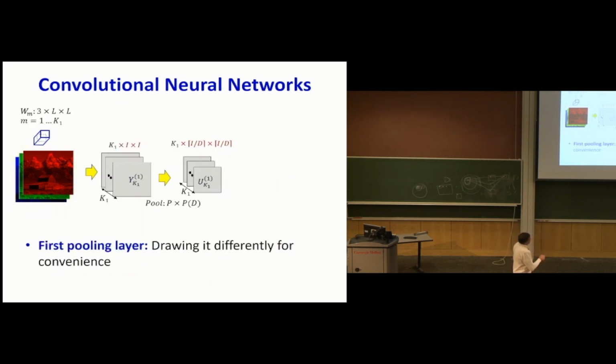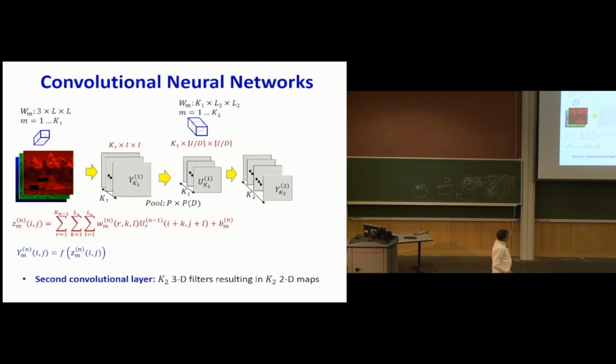And so these would be the pool maps. And this is going to be K1 deep because you have one map per filter. So you're going to have K1 planes, right? So for the next layer, you're going to have filters again. You would have K2 filters. Each of the K filters is going to have 3 dimensions.